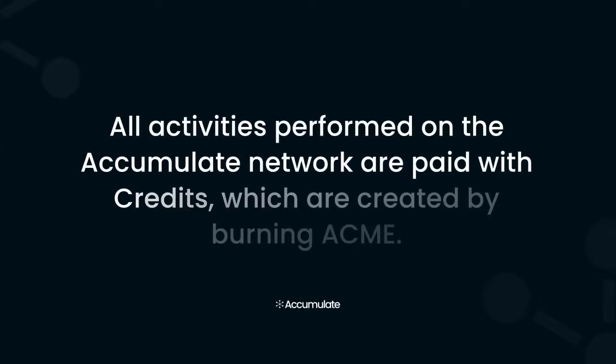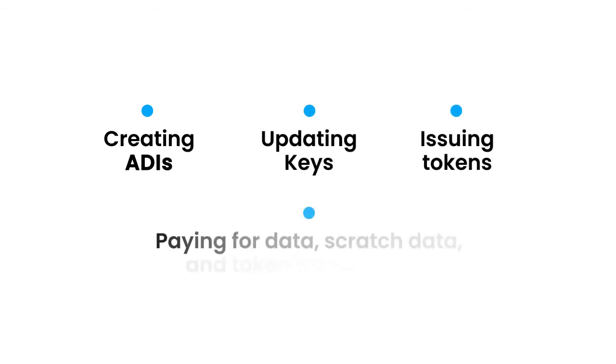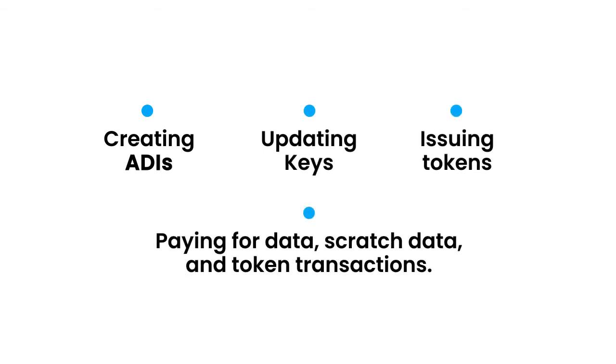All activities performed on the Accumulate network are paid with credits, which are created by burning Acme. For a deeper dive into Accumulate's tokenomics and its burn and mint equilibrium model, please refer to the technical series video linked below. Activities that are performed on the Accumulate network include creating ADIs, updating keys, issuing tokens, and paying for data, scratch data, and token transactions, among other things.